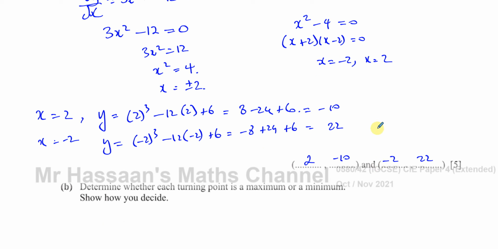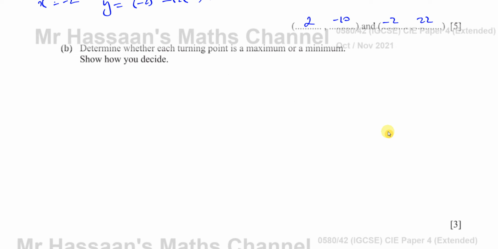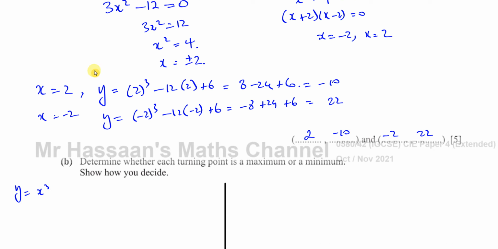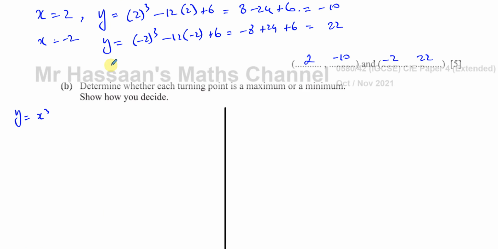Okay, now it says determine whether each turning point is a maximum or a minimum. Show how you decide. Now there's a couple of different ways you can decide this. It doesn't say use calculus, so you don't have to stick to a particular way. One of the ways we can decide is by knowing the shape of the curve. As I said, you have y equals x cubed minus 12x plus 6. So you know it has a shape like this.